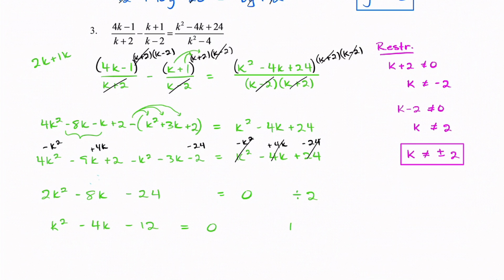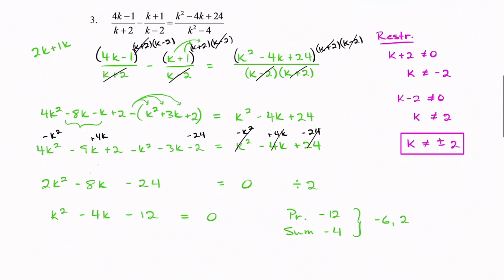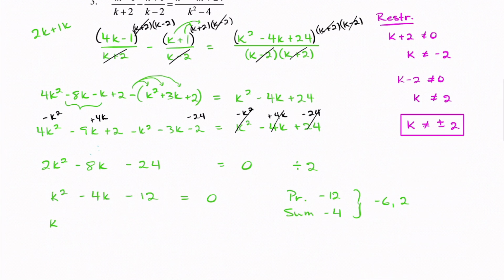And then from that we can do our product and our sum. So the product is negative 12 and the sum is negative 4. So two numbers that multiply to negative 12 and they sum up to negative 4. So that's going to be a negative 6 and a positive 2. So what we get is k minus 6 and a k plus 2. And that's still equal to 0. Don't forget that it's an equation.